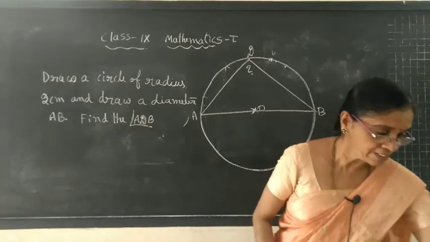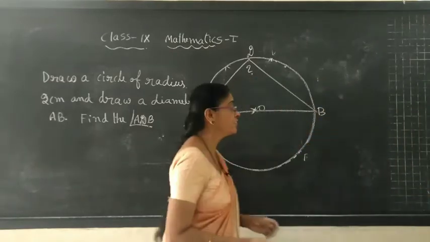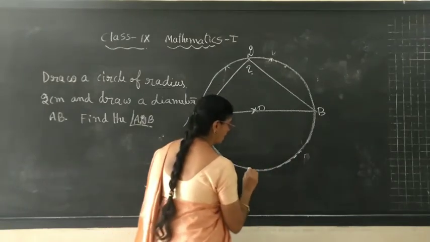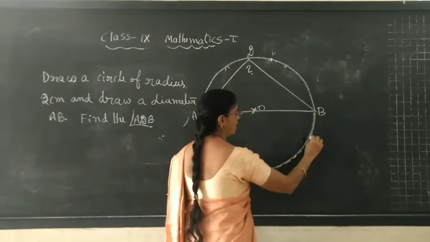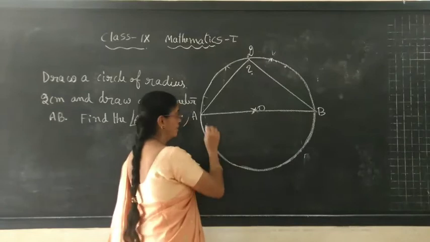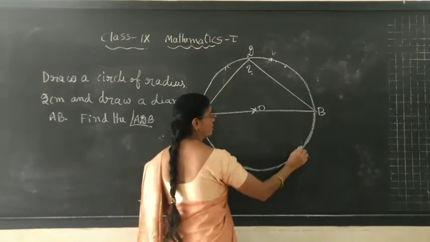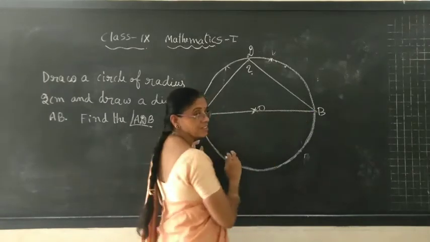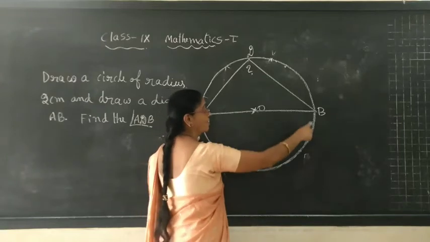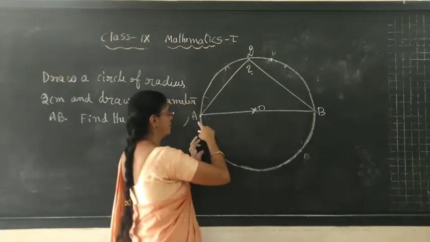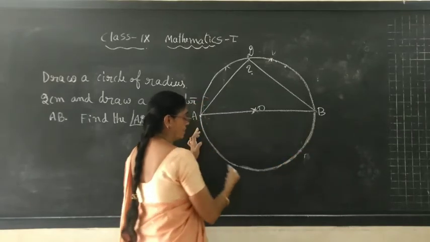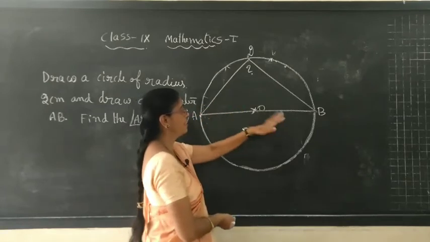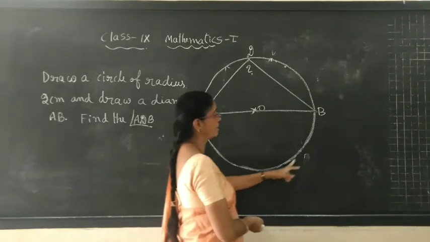Now we will apply the theorem which we learned yesterday. This part of the circle AB is nothing but the arc, and this is the diameter. AB is the diameter, and even though it is a diameter, the end points are the same, so you can consider this part as the arc. So the angle formed by the diameter at D is the same as the angle formed by this arc AB.